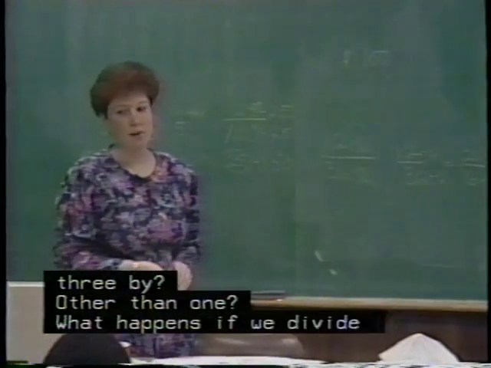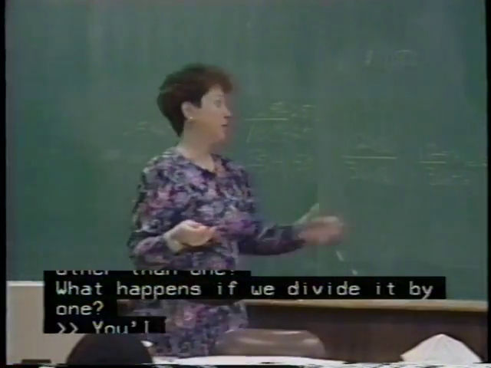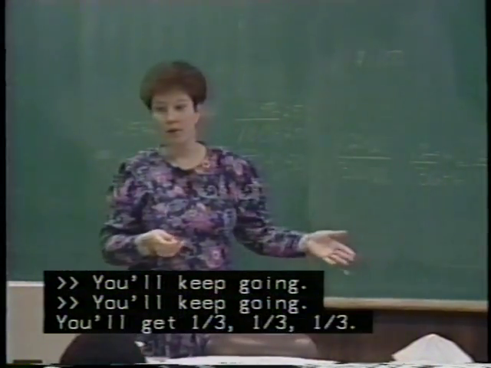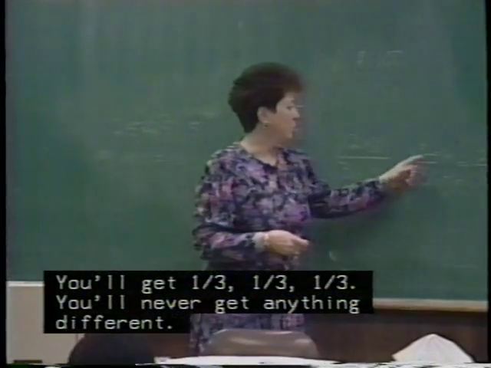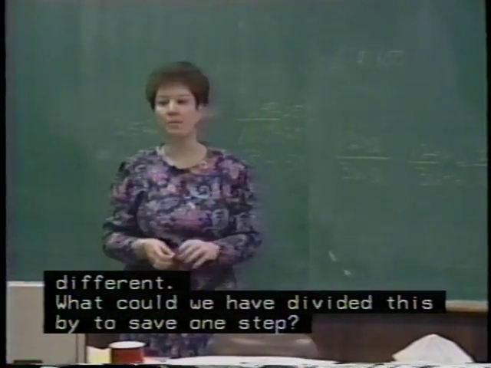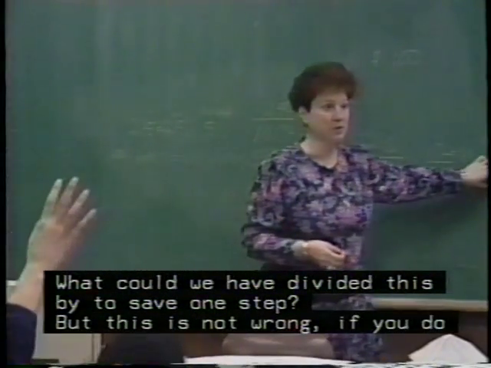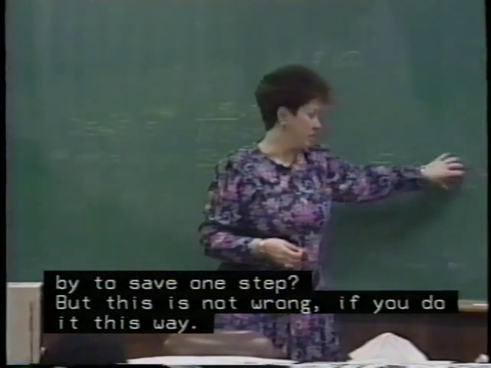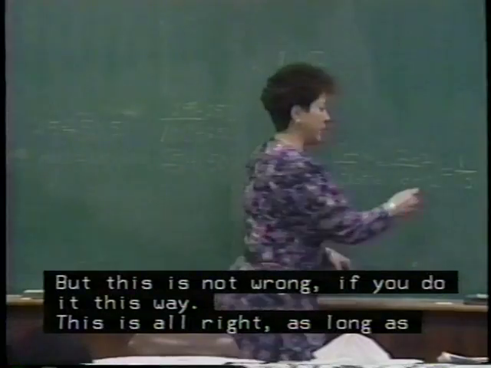Is there any other number now that you can divide 1 and 3 by, other than 1? What happens if we divide it by 1? You'll keep going. You'll get 1/3, 1/3, 1/3. You'll never get anything different. What could we have divided this by to save one step? But this is not wrong if you do it this way. This is all right, as long as you get to this final answer.